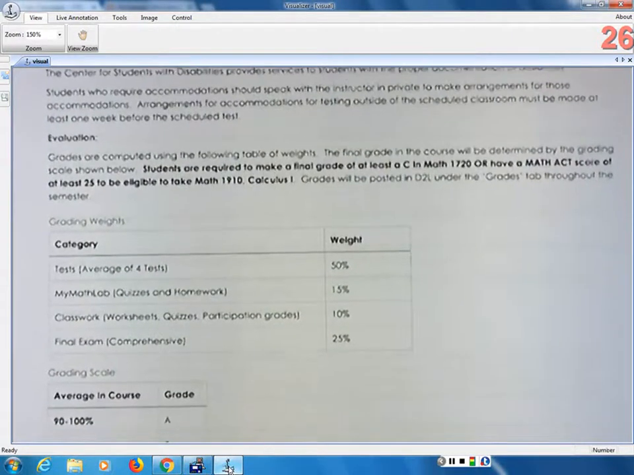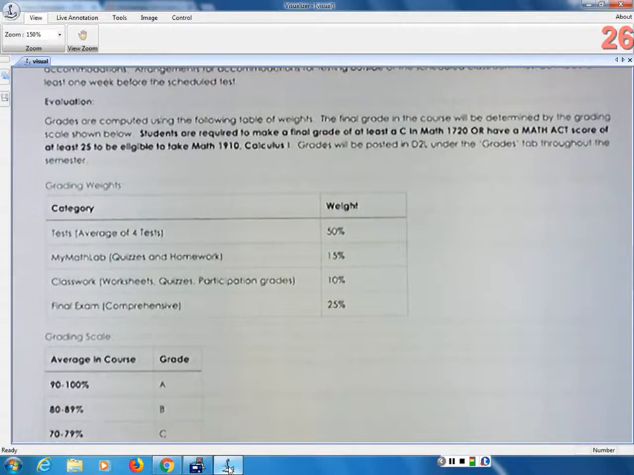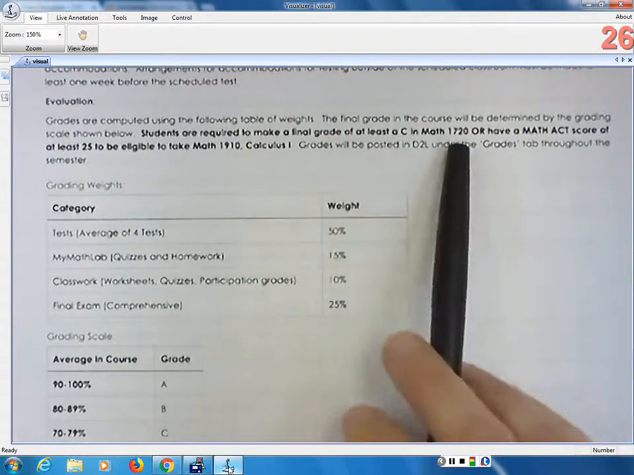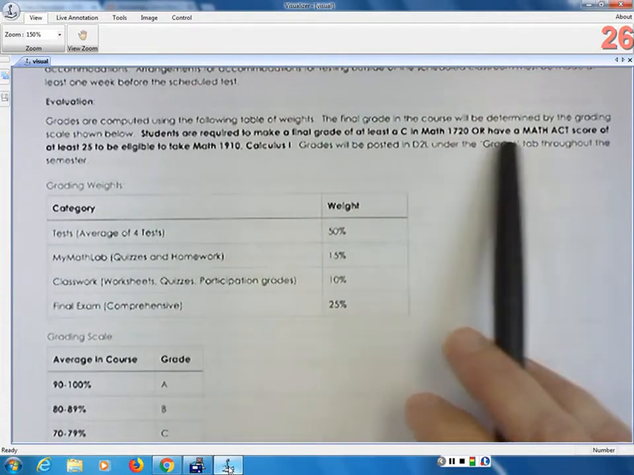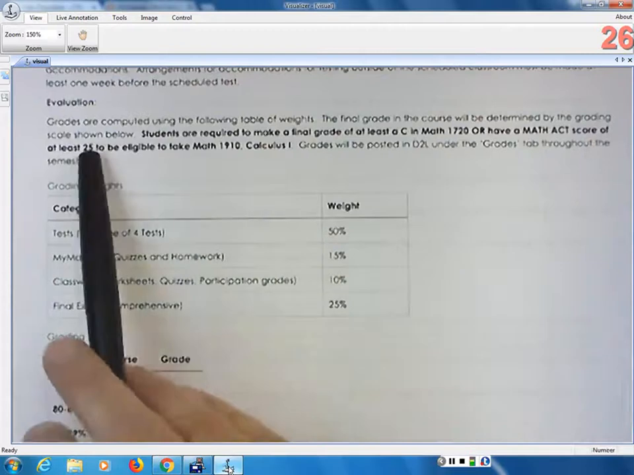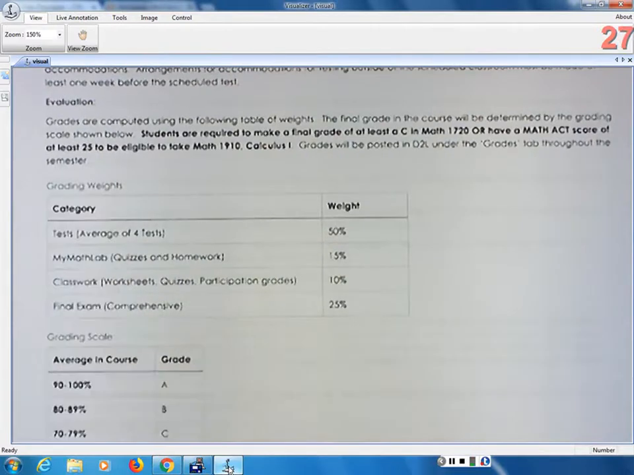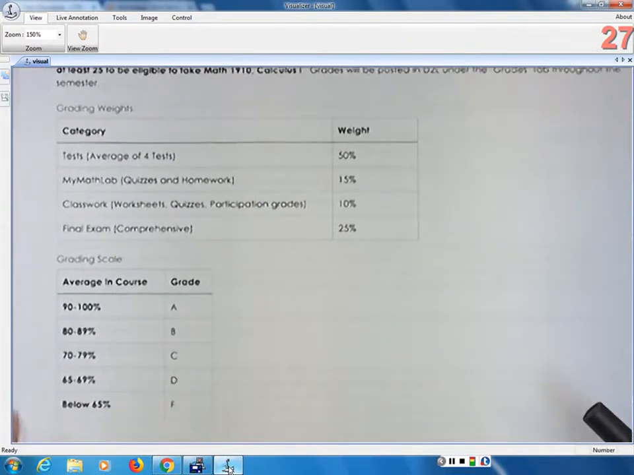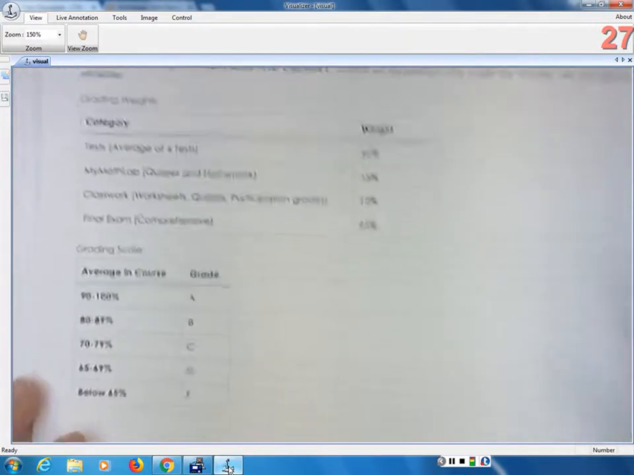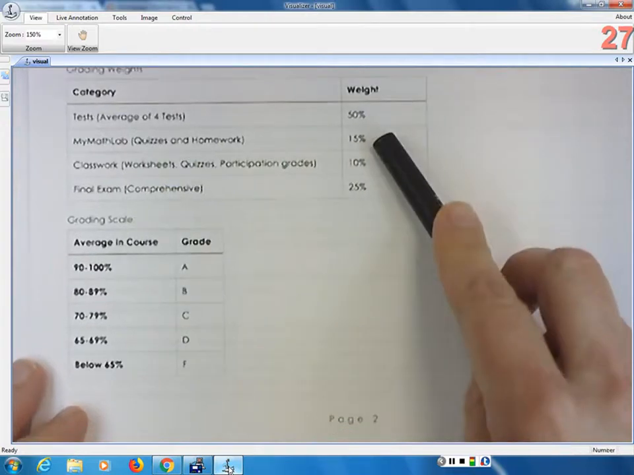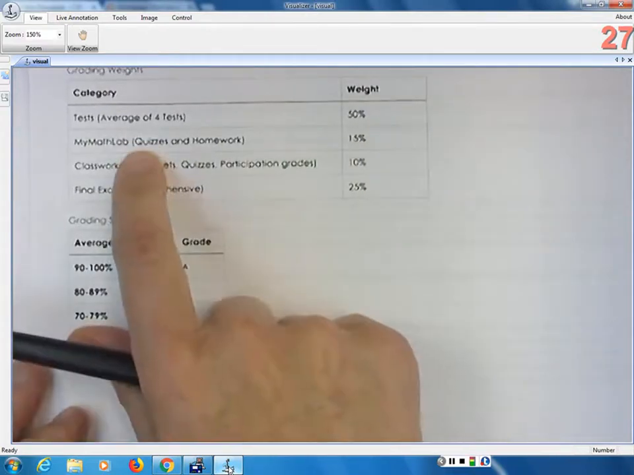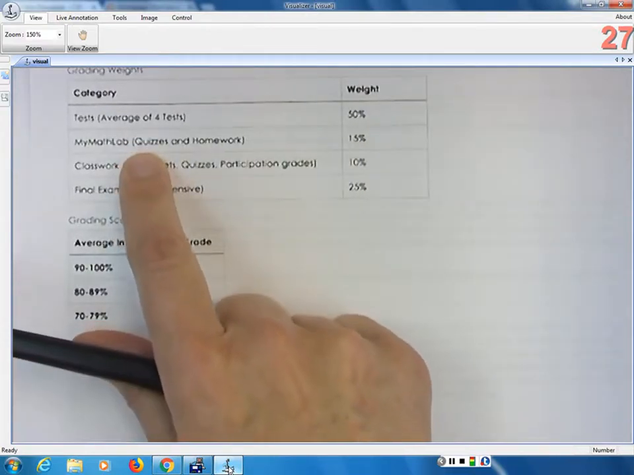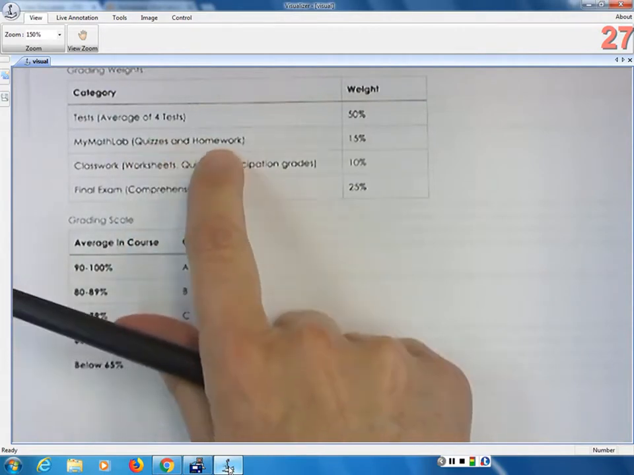Evaluation. You need to get at least a final grade of a C in Math 1720 or have a Math ACT score of at least 25 before you can take Calculus 1. The grades are a weighted average, and these are the weights. They're the same as 1710: 50% test, 15% math lab, and that's the quizzes. The quizzes this time are just the concept and vocabulary quizzes, and the homework.